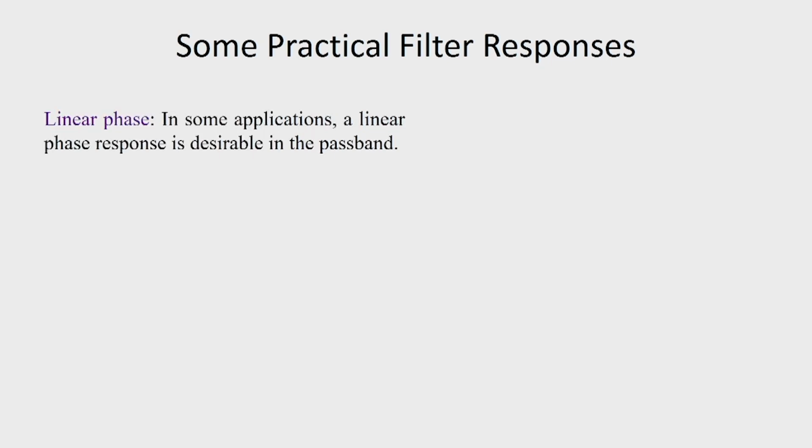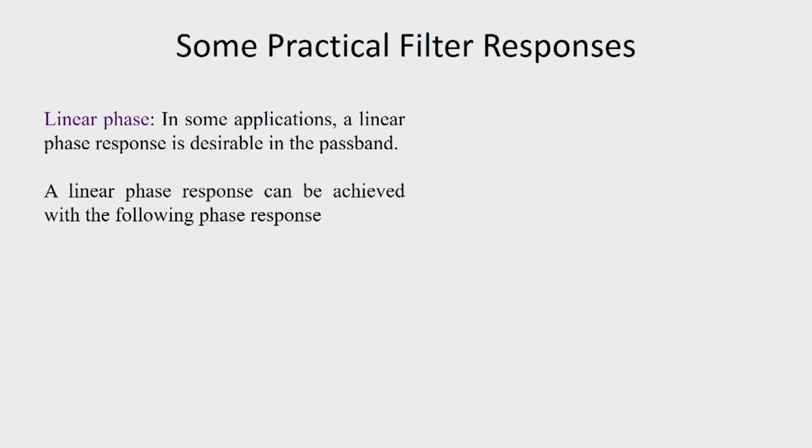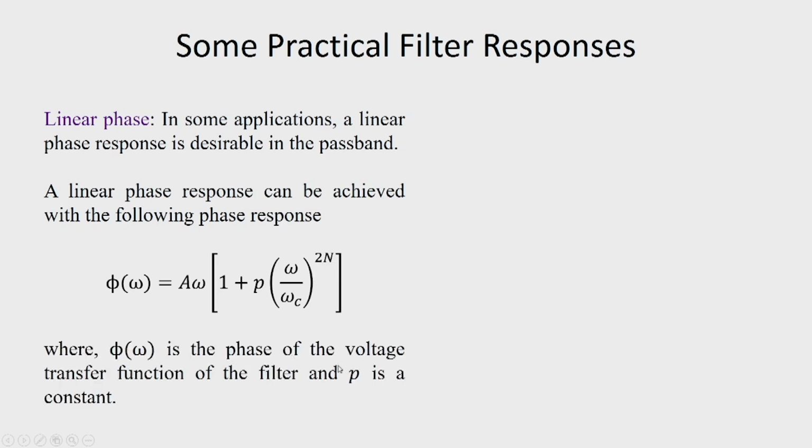We talked about linear phase, although we will not discuss this in detail. For some applications, a linear phase response is desired in the passband, and a linear phase response can be achieved using the phase response given by phi omega is equal to a omega 1 plus p omega by omega c raised to the power 2 n. Here phi omega is the phase of the voltage transfer function of the filter and p is a constant.